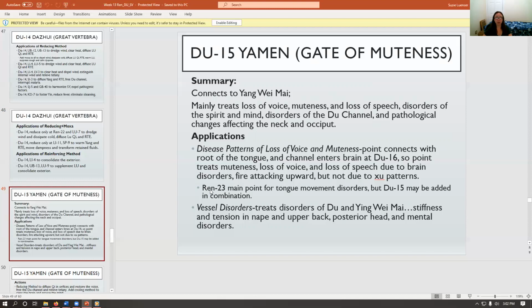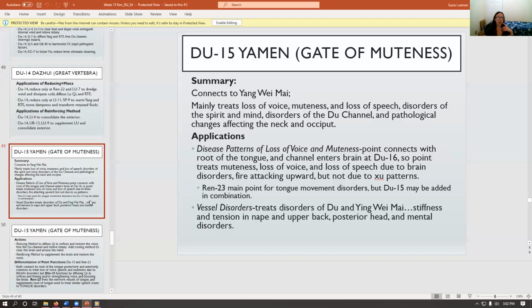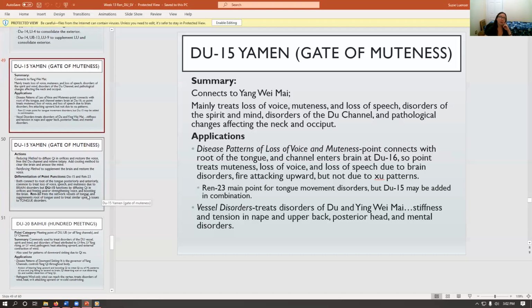So we mentioned with REN 23, also good for loss of voice. REN 23 is the main point for tongue movement disorders causing muteness. DU 15 is more often utilized to treat brain function related speech issues. So we can think of REN 23 as tongue function and DU 15 as brain function. But it even says here on the slide, DU 15 may be added in combination with REN 23 even for tongue movement disorders. Because we do have REN 23 anterior tongue and DU 15 connecting with the posterior part of the tongue.